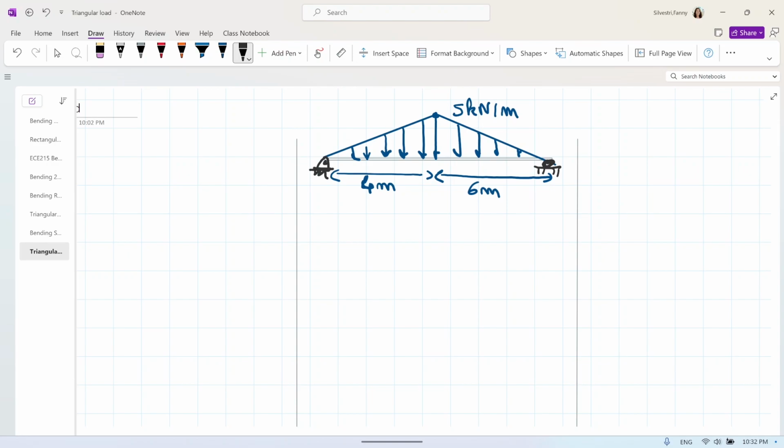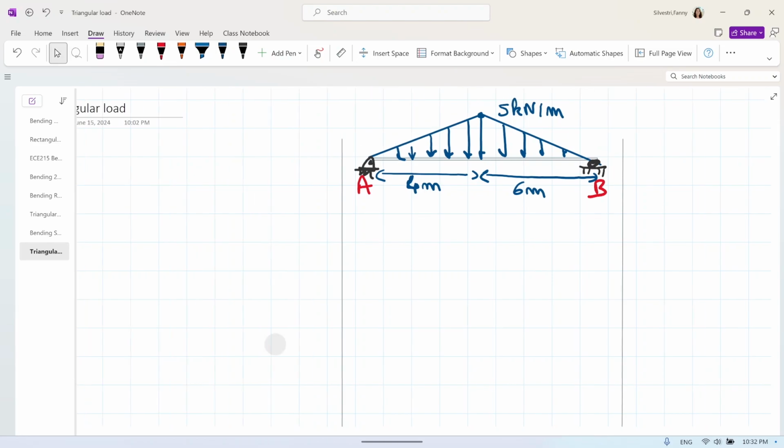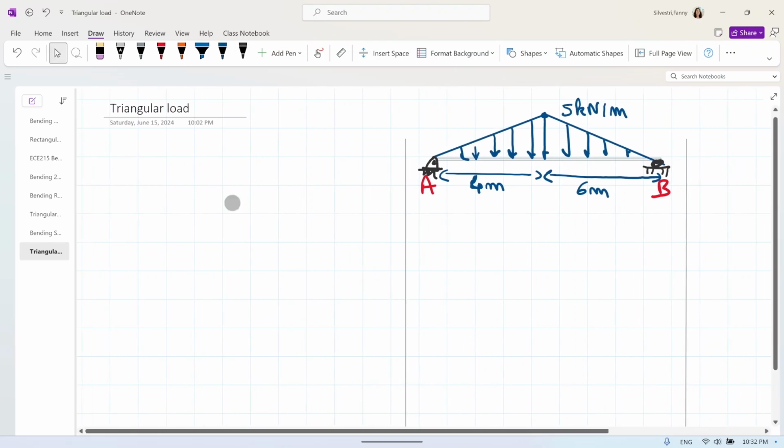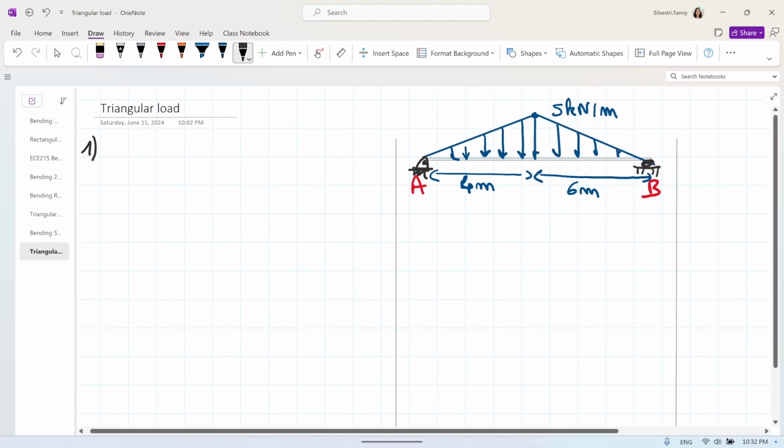How is it submitted? So the first thing to do is to find the reaction forces. So at A and B, what are the reaction forces? To do that, we need first to find the resultant force of this triangular load. So let's do that. Step one, resultant forces.